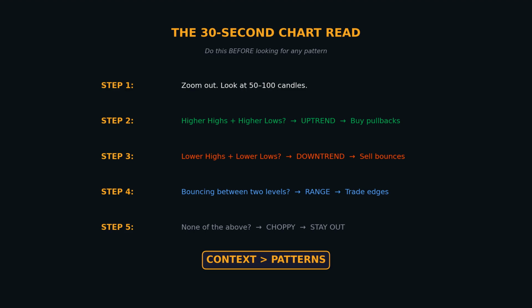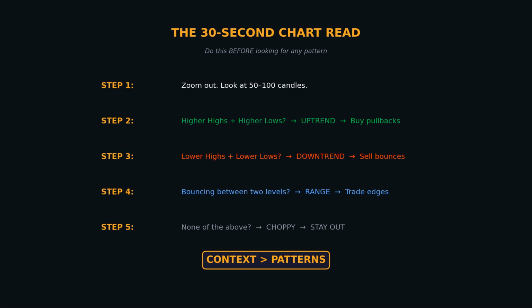Step 5. If none of the above apply, if the chart just looks messy and you can't tell what's going on, it's probably choppy. Stay out. Find another chart. That's it. 5 steps, 30 seconds. And now you have context. Now you know the environment. And only now should you start looking for candlestick patterns.